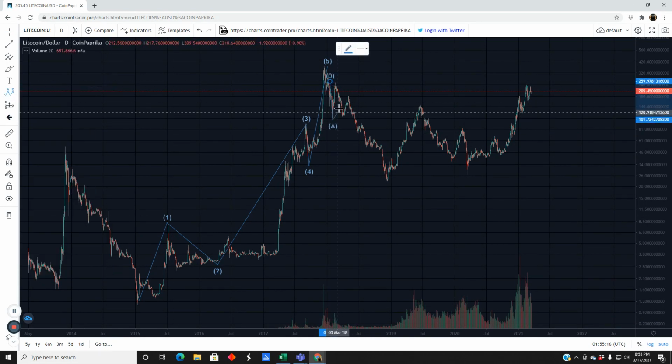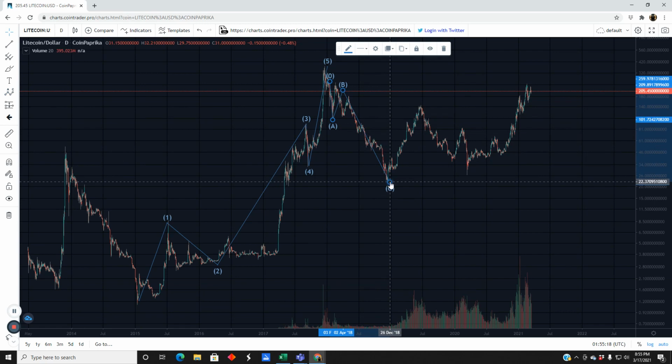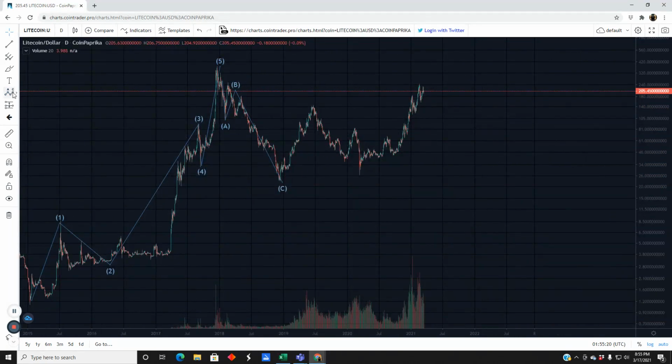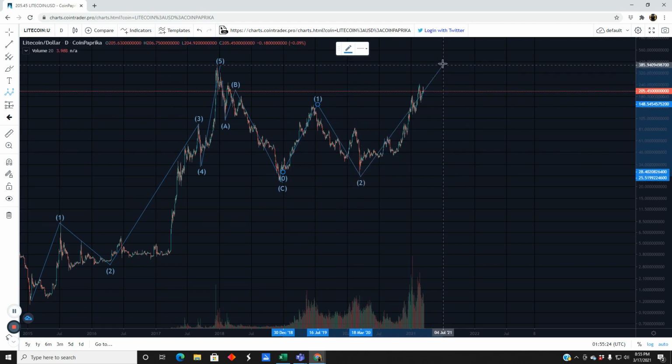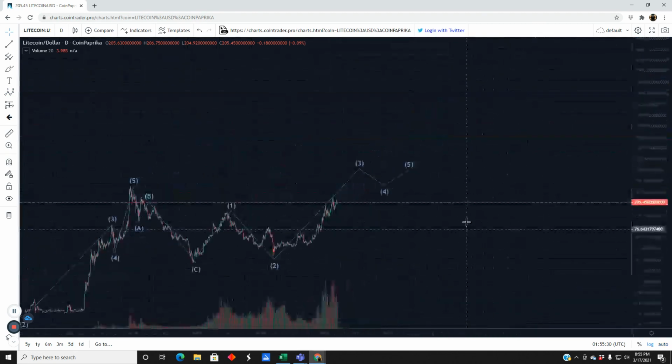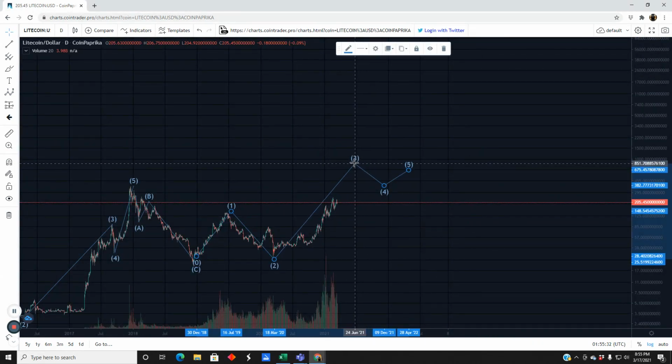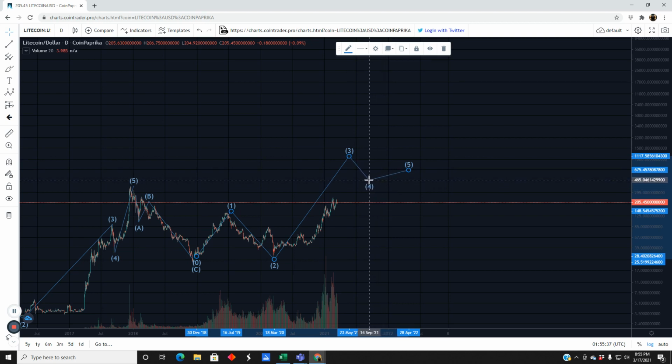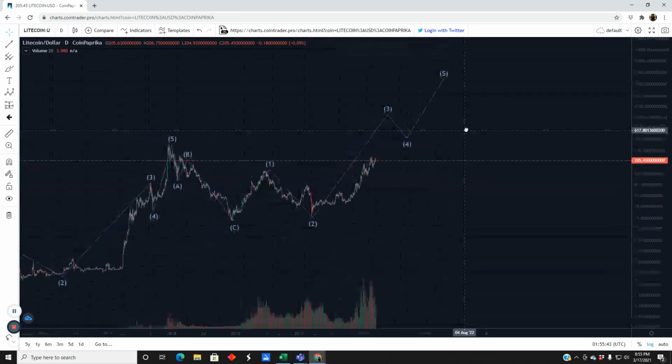And then A, B, C down. Okay. Then you've got 1, 2, 3, 4, and then 5. 3 probably ends somewhere around 1,000. This pulls back to maybe 400 or something, and then goes on a run to probably $4,000.